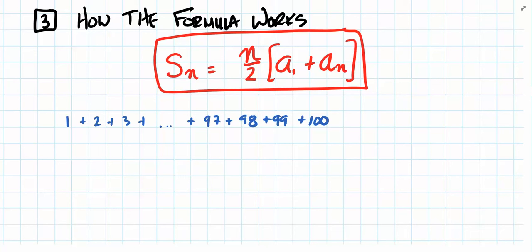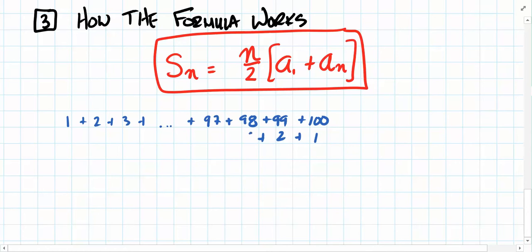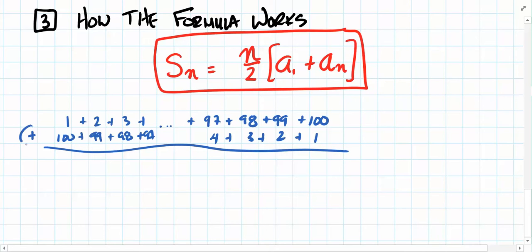Well, what would happen if I wrote this sequence backwards, like this? What if I did 100 plus 99 plus 98 plus 97 and so on, all the way down to 1? If I wrote it backwards and I added these up vertically, 1 plus 100 is 101. 2 plus 99 is 101. 3 plus 98 is 101. 4 plus 97 is 101. Are you guys noticing anything? All of these give you 101, plus 101 all the way down the line.